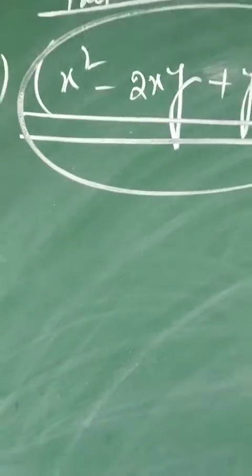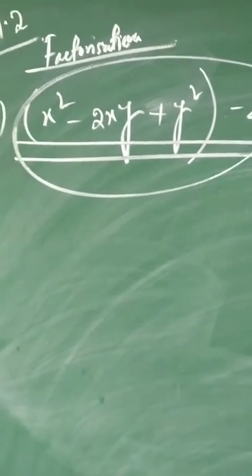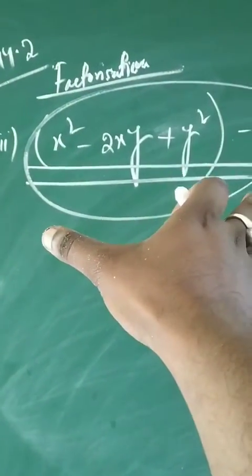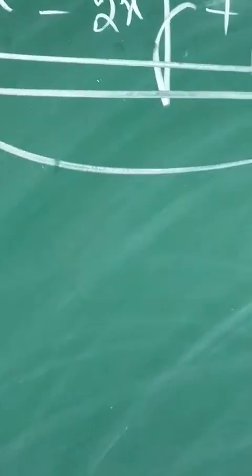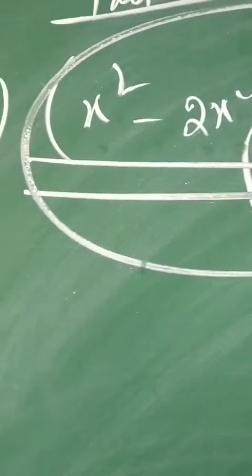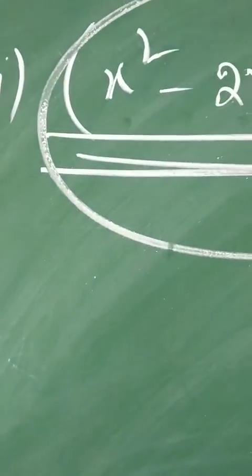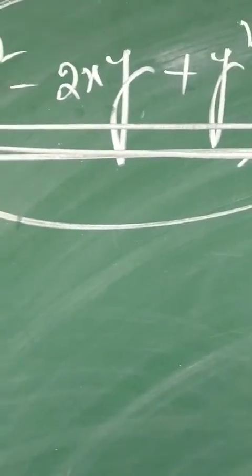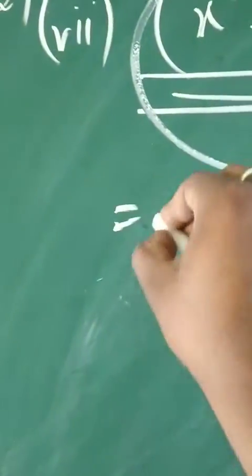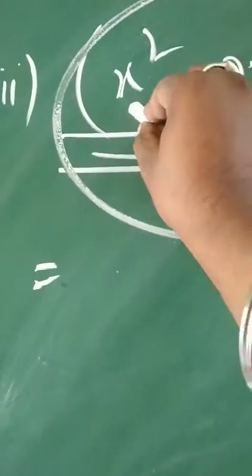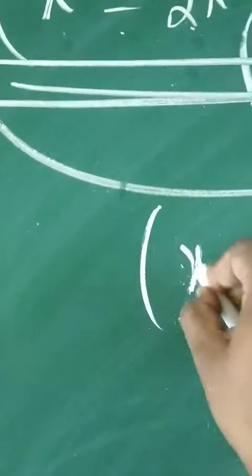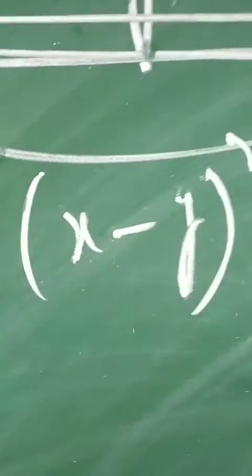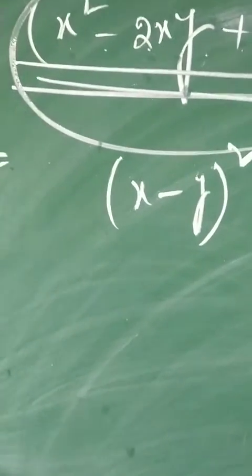We have to factorize this one using an identity, that is a square minus 2ab plus b square. It's already written within the bracket as we can see. It's x square minus 2xy plus y square. So children, what we have to do from here is apply the identity of a minus b whole square. So let us apply that identity first. It's x square minus 2xy plus y square, an identity of x minus y whole square or a minus b whole square.